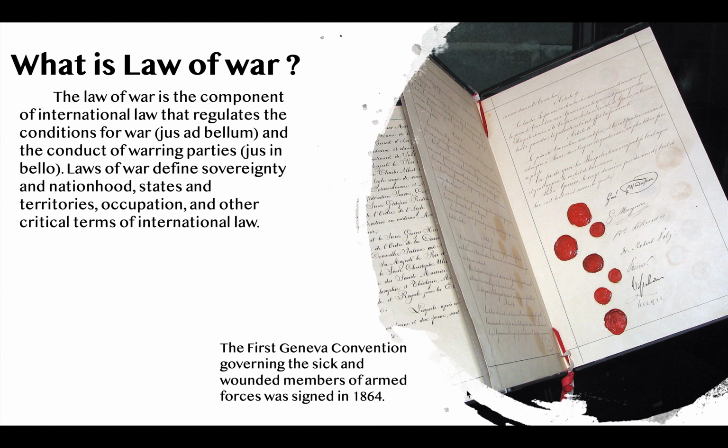What is the law of war? The law of war is the component of international law that regulates the conditions for war, in Latin known as jus ad bellum, and the conduct of warring parties, in Latin known as jus in bello. Laws of war define sovereignty and nationhood, states and territories, occupation, and other critical terms of international law.